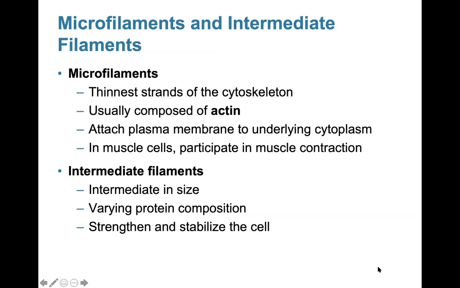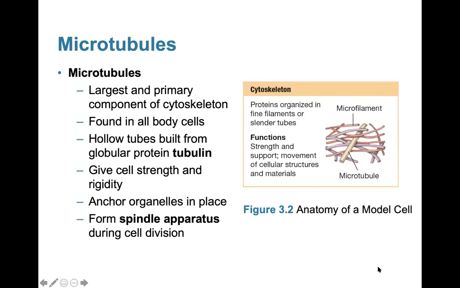In muscle cells, they also participate in the actual contraction of the muscle. Intermediate filaments are intermediate in size, varying in protein composition, and they help to strengthen and stabilize the cells. And the microtubules, these are the largest and primary component of the cytoskeleton. They're found in all body cells. Hollow tubes built from the globular protein tubulin, they give the cell strength and rigidity, as well as anchor organelles in place and form the spindle apparatus during cell division.